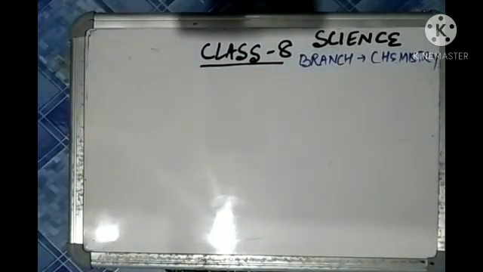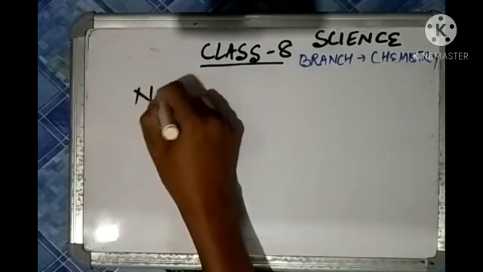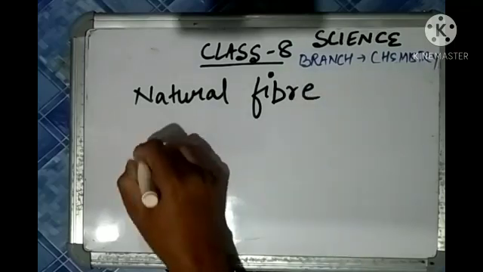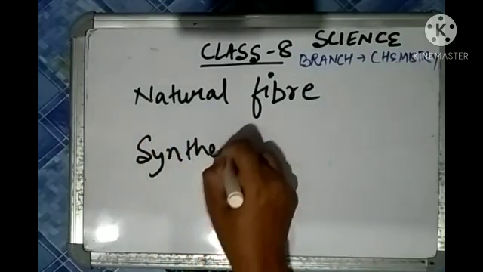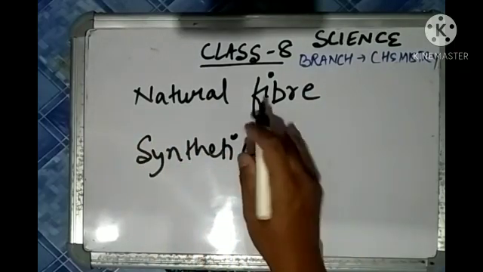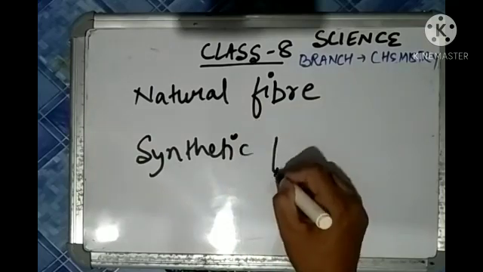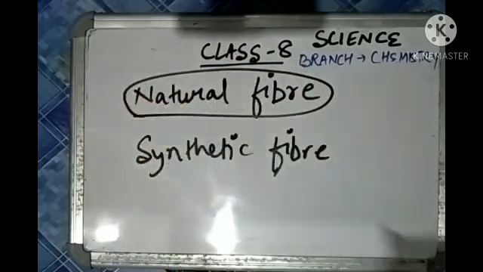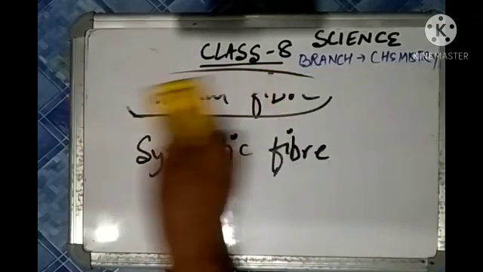When we talk about types of fiber, one is natural fiber and the other one is synthetic fiber. Natural fiber you have learned in class 7. Natural fibers are fibers which are obtained from plants or animals. So we are going to discuss synthetic fibers.